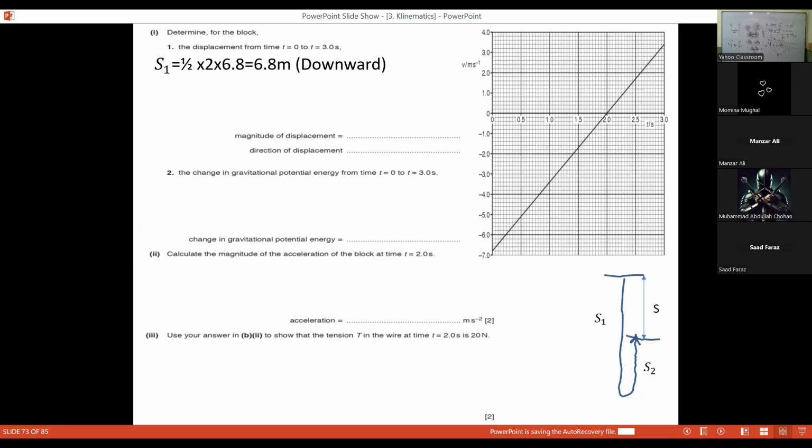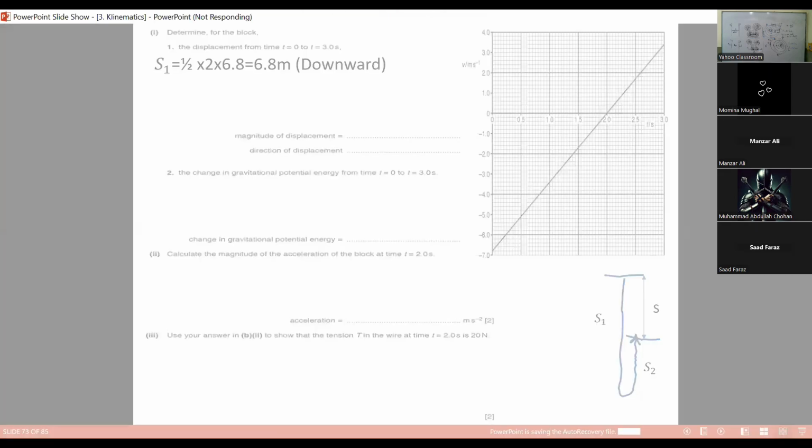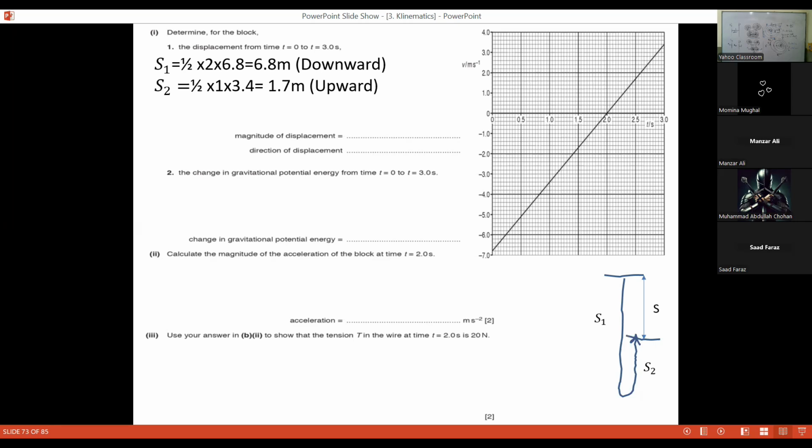Half base into height downwards, then we have S2. Just 1 second, 2 to 3 is 1 second, बेस हो जाएगी और हाइट जो है वो आपकी 3.4 बन रही है. सो डाउनवर्ड वो 6.8 गया, अपवर्ड वो 1.7 आया. तो नेट डिस्प्लेसमेंट जो है from the initial position will be the difference which is 5.1 and it is downwards. This is downwards. अभी तक वो अपनी ओरिजिनल पोजीशन तक नहीं पहुंच पाया.